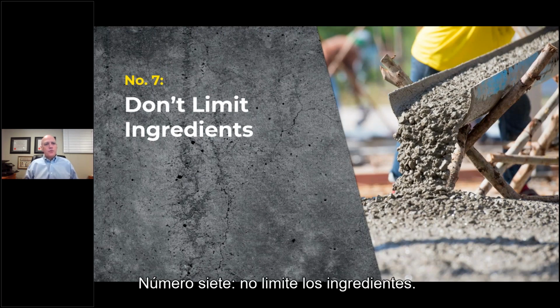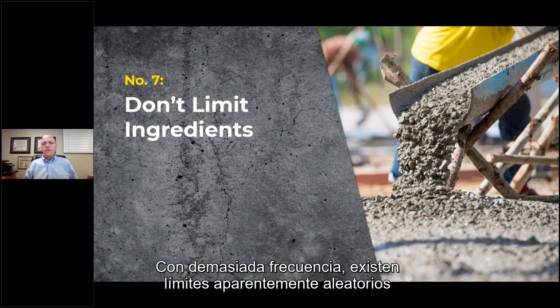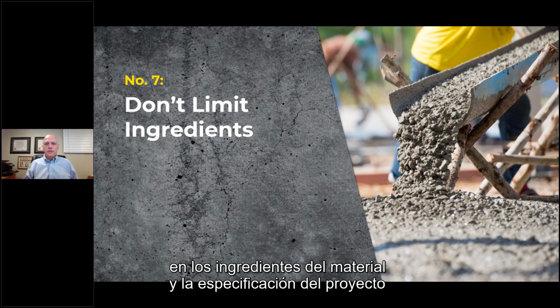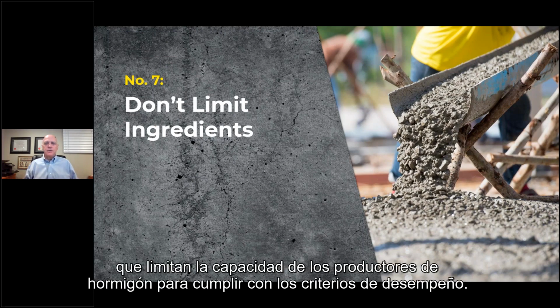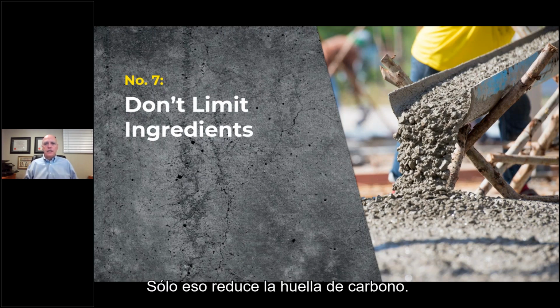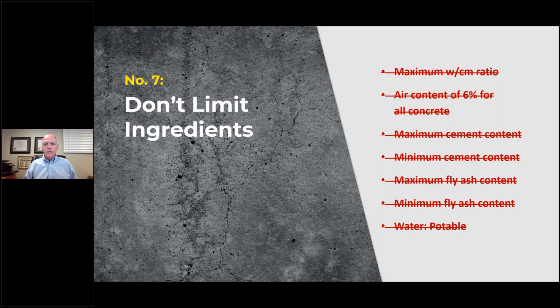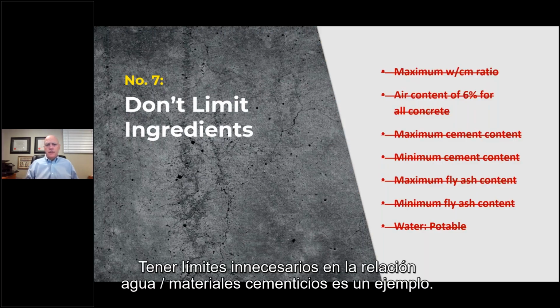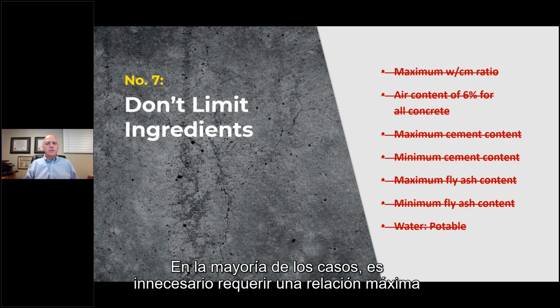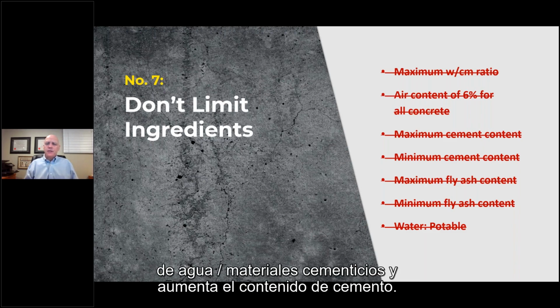Number 7, don't limit ingredients. All too often, there are seemingly random limits on material ingredients in project specifications that limit the concrete producer's ability to meet performance criteria, let alone reduce carbon footprint. Having unnecessary limits on the water to cementitious materials ratio is one example.